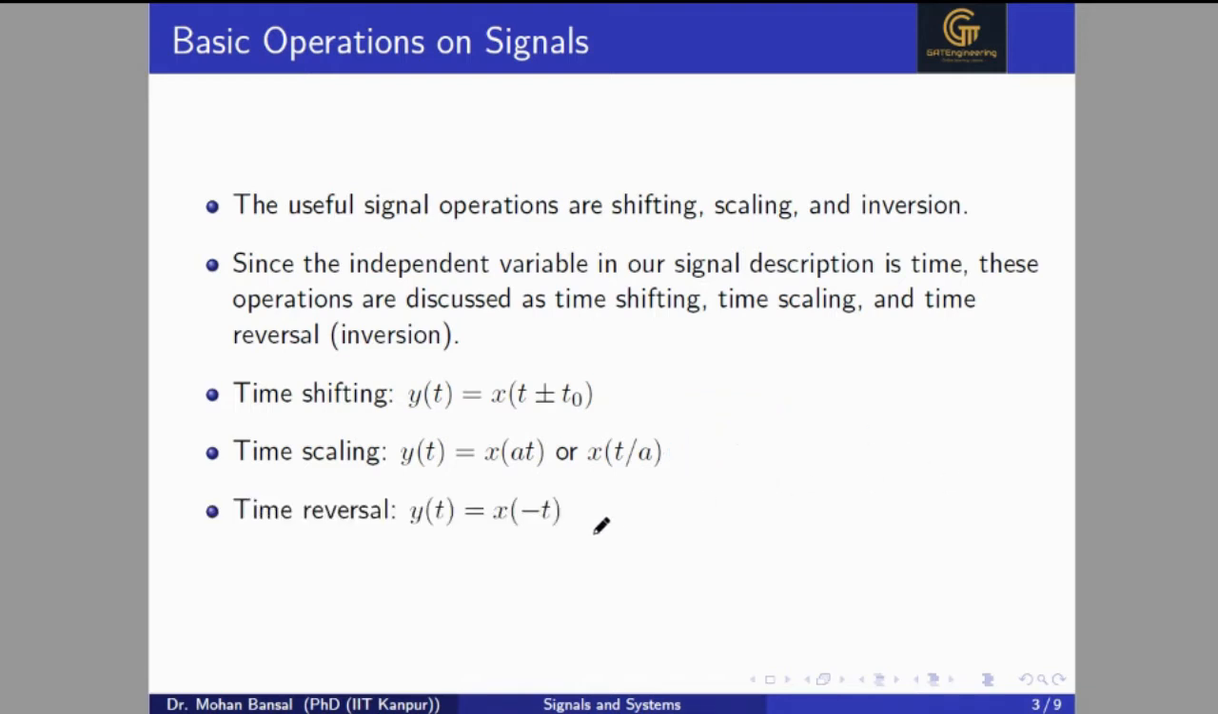Next, we'll talk about time reversal, that is basically used for folding the signal. Whatever value we have in the signal x(t) on the positive side, we will get the same value in the signal y(t) on the negative side. Whatever value we have in x(t) on the negative side, we will get the same value in y(t) on the positive side. So now we'll start with the time shifting property of the signal.